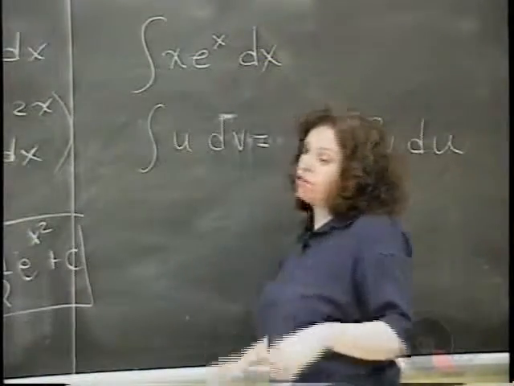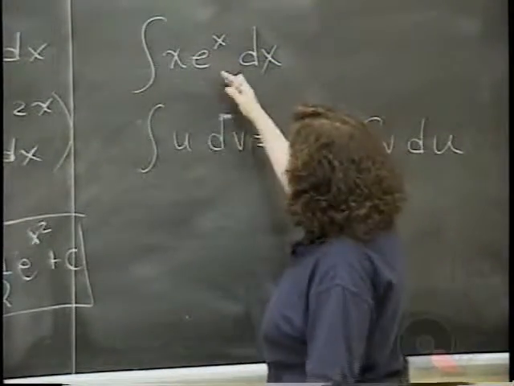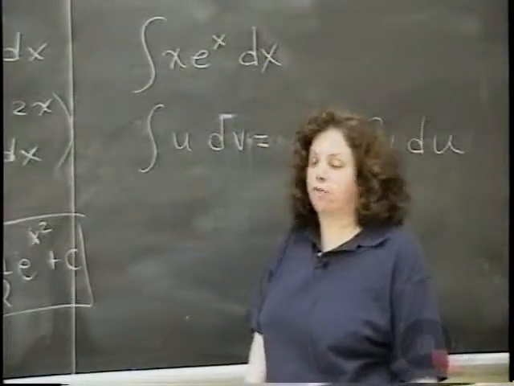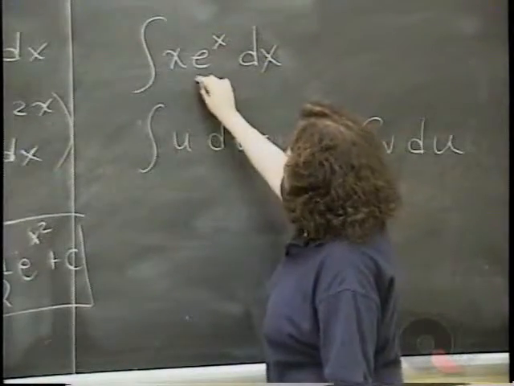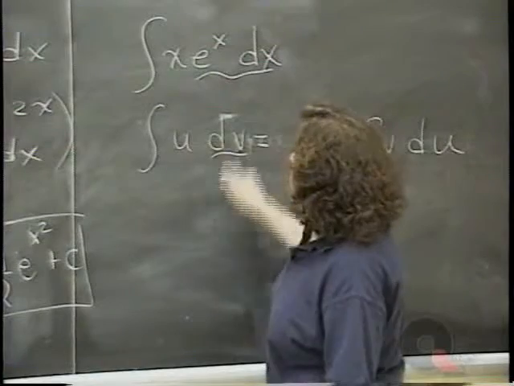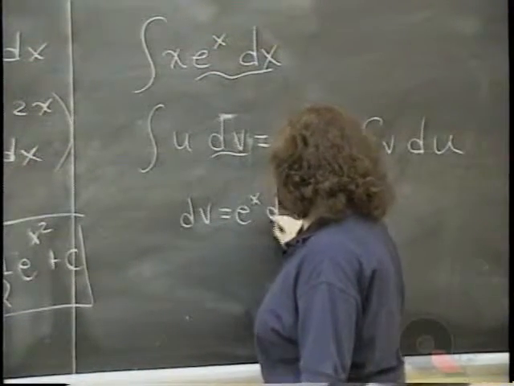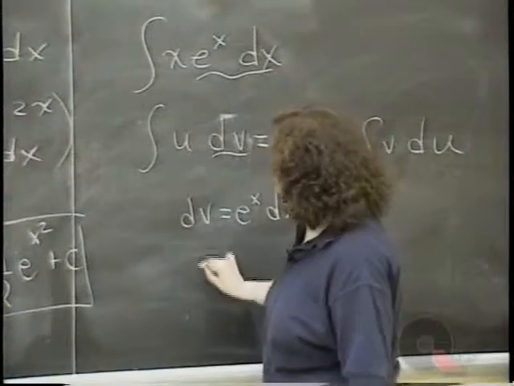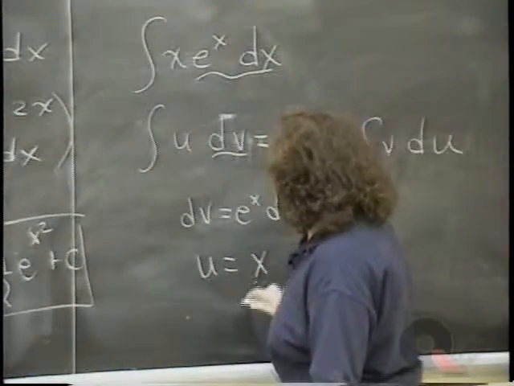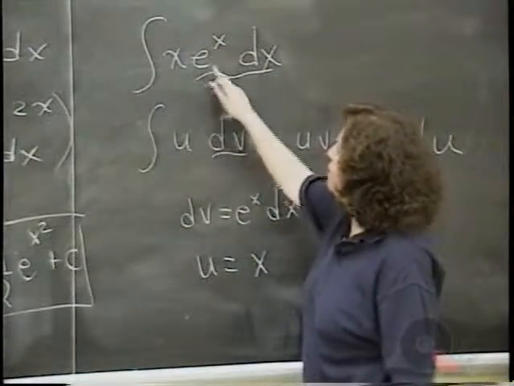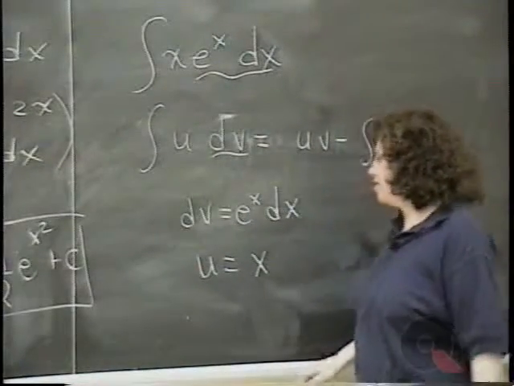And in a choice, we generally choose transcendental, a trig, exponential, and so on, as more complicated than an algebraic function. So let's say we're going to let dv equal e to the x dx. Then u would be x. So we're going to try to consider this to be the integral of u dv, where u is x, dv is e to the x dx.